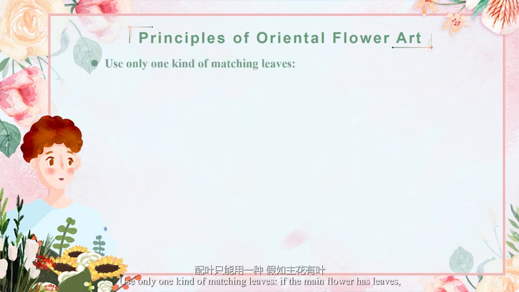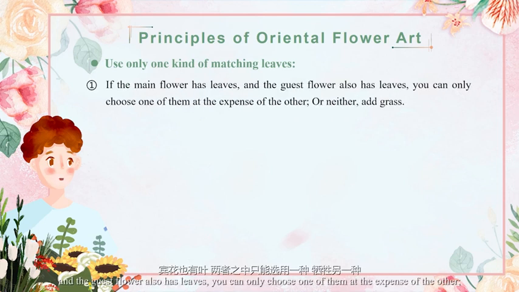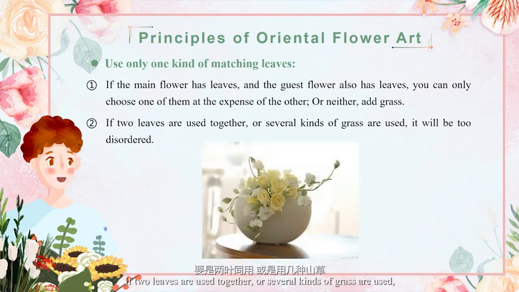Use only one kind of matching leaves. If the main flower has leaves, and the guest flower also has leaves, you can only choose one of them at the expense of the other, or neither. Add grass. If two leaves are used together, or several kinds of grass are used, it will be too disordered.